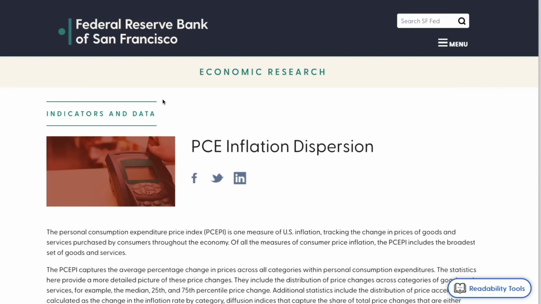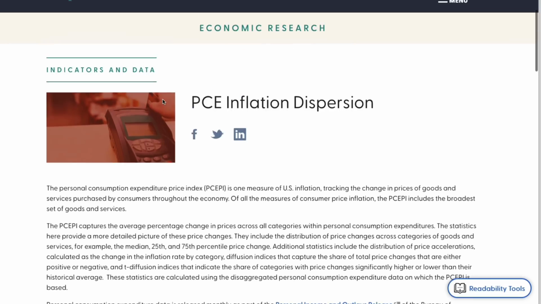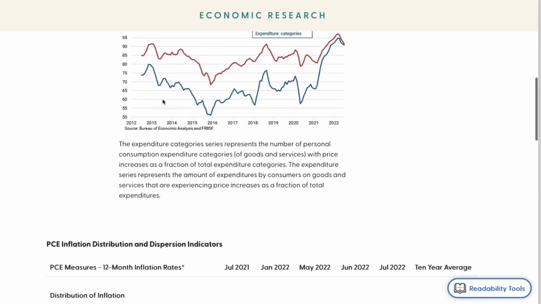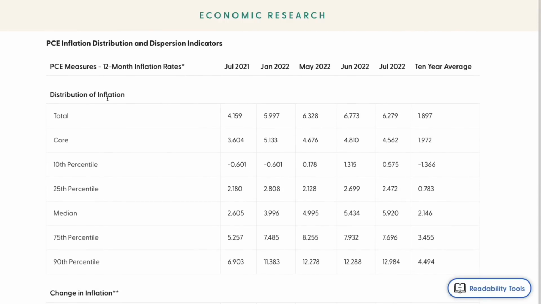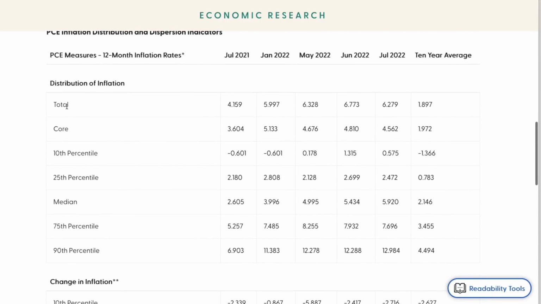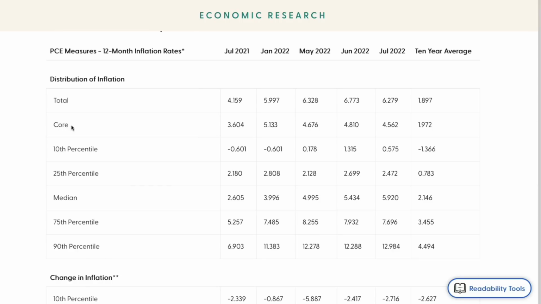Okay, next we're at San Francisco here. PCE inflation dispersion. It's got some interesting tables here. This is the distribution of inflation. We can see the total. It breaks down in the core, and then the 10th percentile, 25th, the median, the 75th, and the 90th. And it gives the 10-year average over here as well. So we can see core inflation here, July, 4.562 versus 1.972 on the 10-year average.